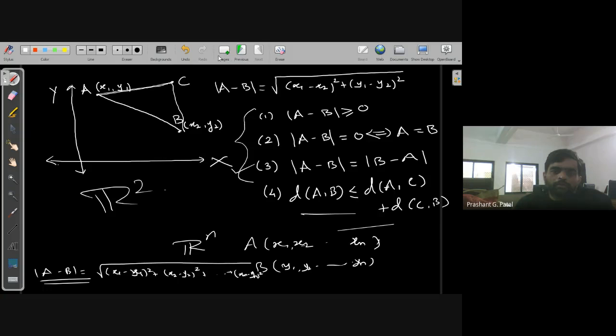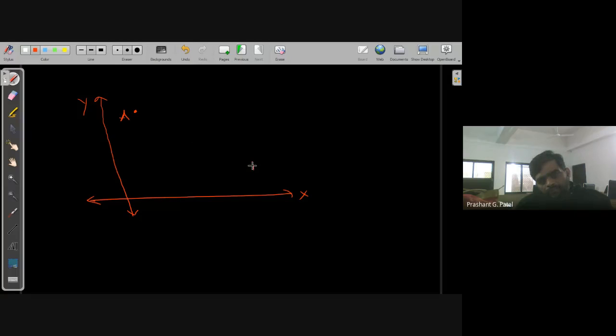Now I can have one more question here. Let's say this is the y-axis and z-axis, x-axis and y-axis is there, and there are 2 points A, B in this. And there is another point C. Let's say point C is here.